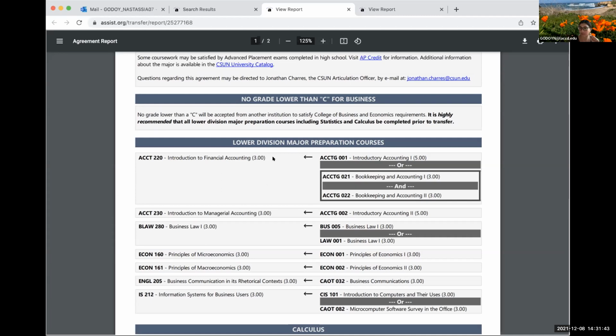No, we don't need it. We're just looking at the right side when we're looking at this. These are the courses we would need to take at LA Mission College. Okay.